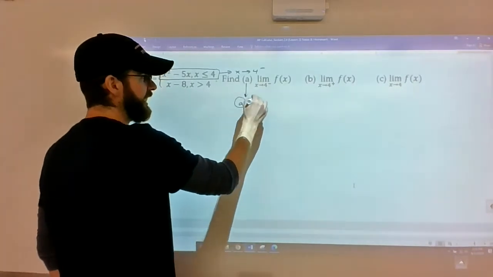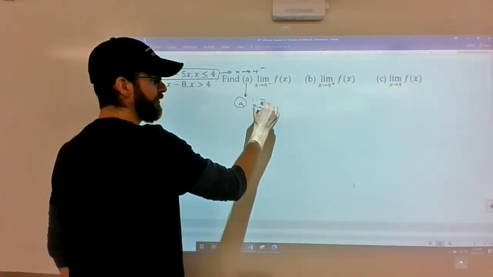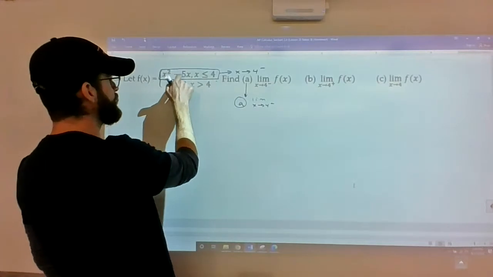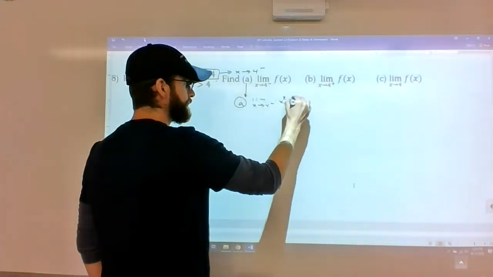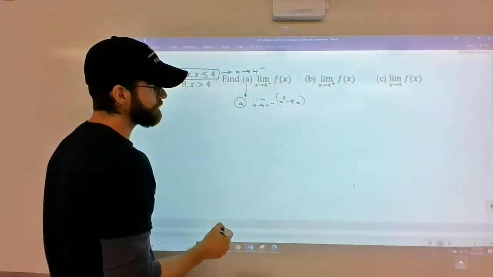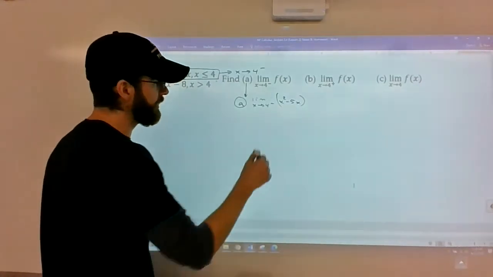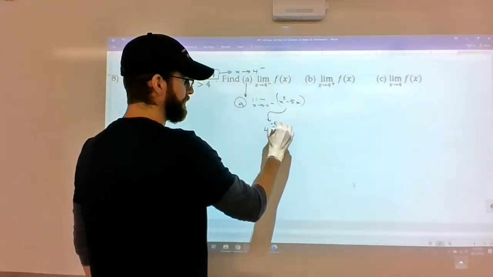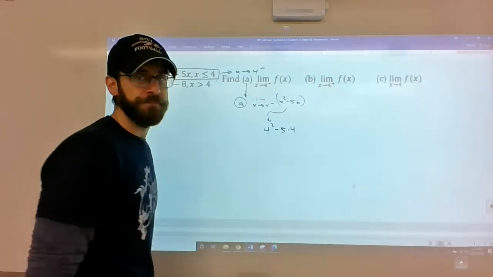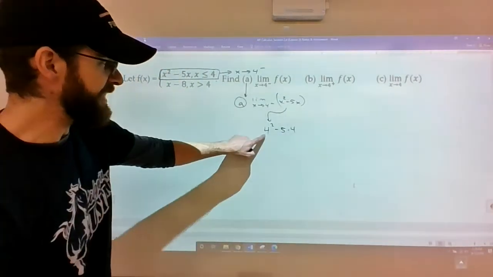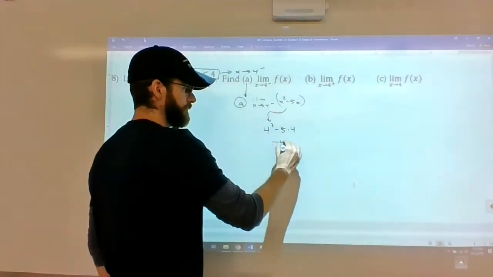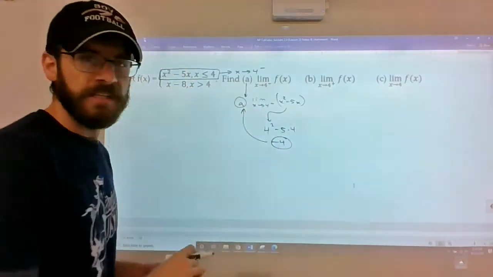So it's kind of like saying, hey, what's the limit as x approaches 4 from the left of x squared minus 5x? There's no domain issue there. So it's just 4 squared minus 5 times 4, which is 16 minus 20. It's negative 4.